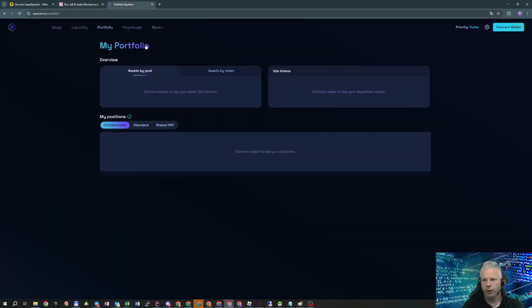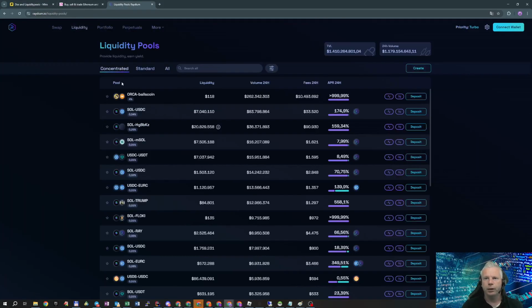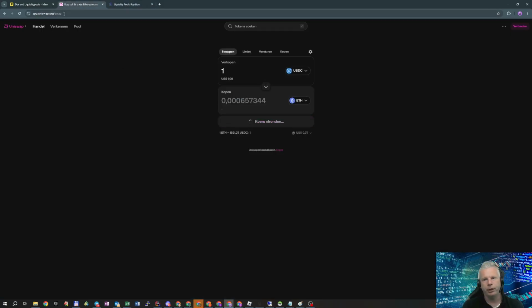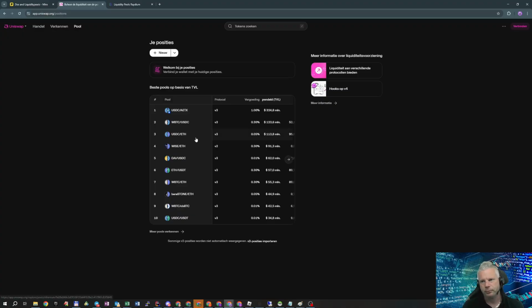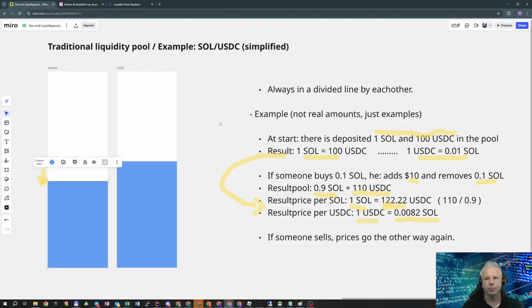All right, so far for this Raydium, but every DEX has this. You can also see this on Uniswap. You have the same things here. You have all liquidity pools. So, well, the next thing will be the CLM.